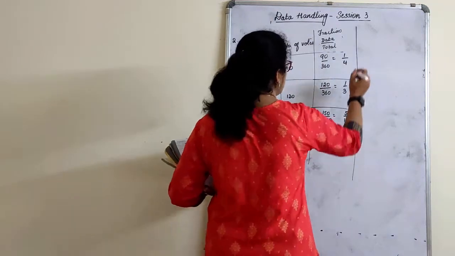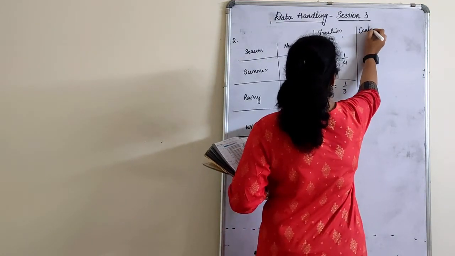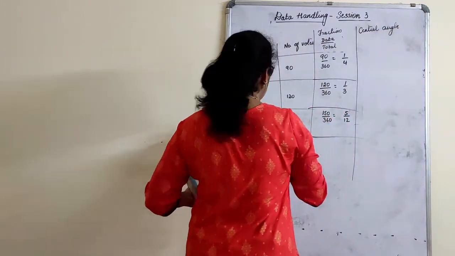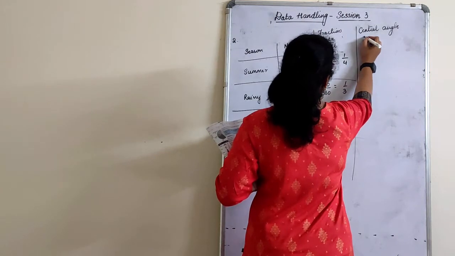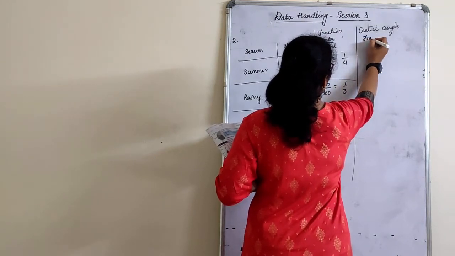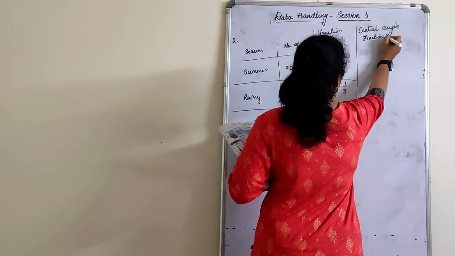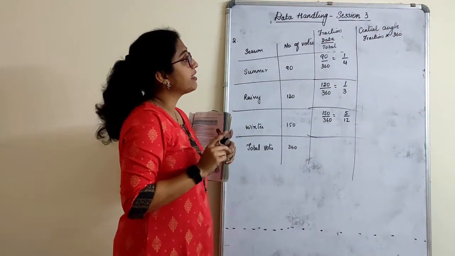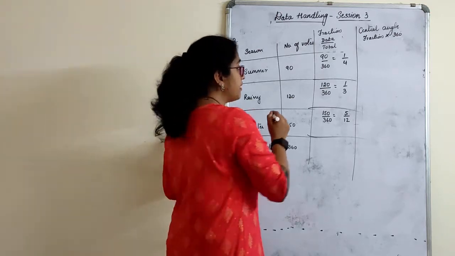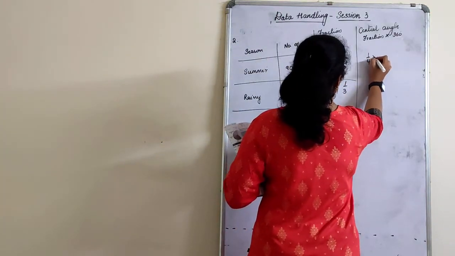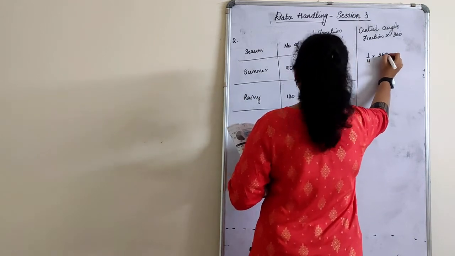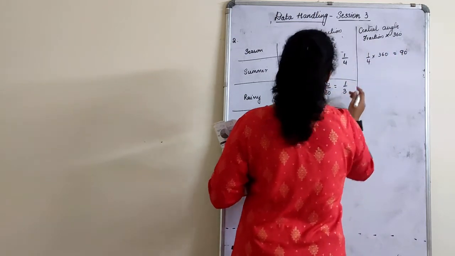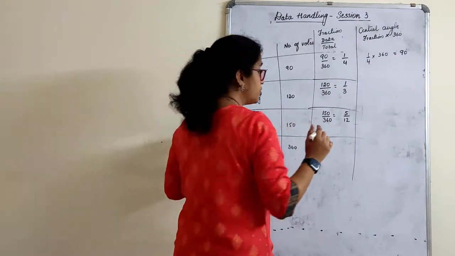Our next thing is to find the central angle. So the central angle is found by the formula: whatever fraction you take here, that fraction into 360. See here the total is 360, that is different. The central angle formula is the fraction into 360 always. When we take 1/4 of 360, we actually get 90 as the answer. Here in this case we are getting like that, but that will not happen in all cases, children, remember.